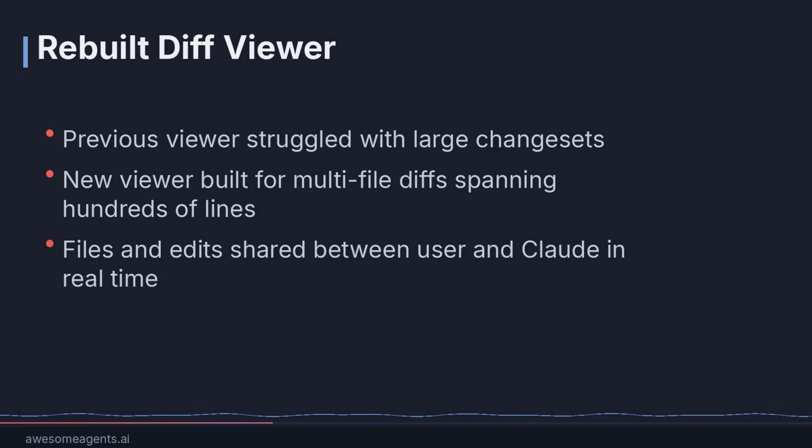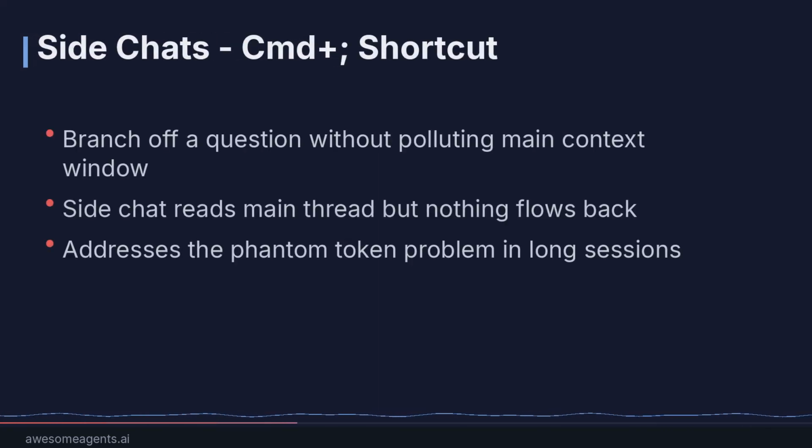Okay, now let's talk about the feature I'm most curious about. Side chats. Control plus semicolon on Mac. Yes, so picture this. Claude is halfway through refactoring a module. You want to ask, hey, why did you choose this approach? But if you ask in the main thread, that question and answer now eat up context tokens. And context management is already one of the biggest pain points with these tools.